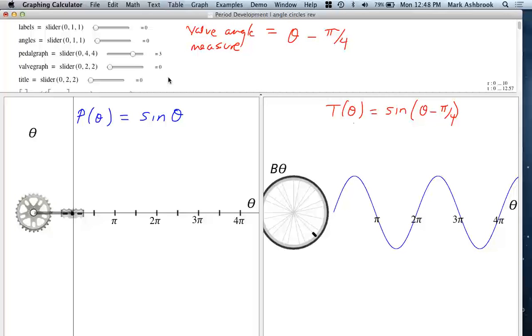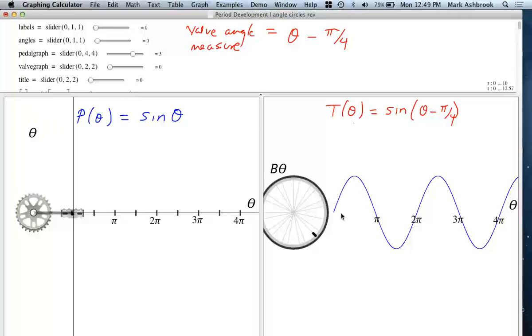Is the valve angle ahead or behind the pedal angle? It's behind. It's lagging behind. How much is it lagging behind? Pi by 4. So in terms of increasing theta, it comes after. If theta increases this way, what does it mean for that cycle to come after the blue one? It's lagging behind, so it's going to come after. Is it going to start further to the right and end further to the right, or start further to the left and end further to the left?